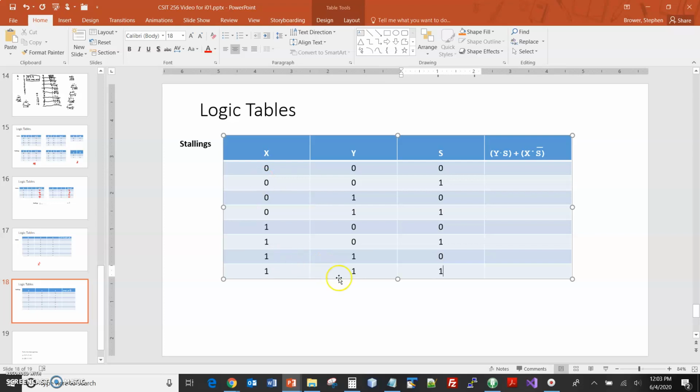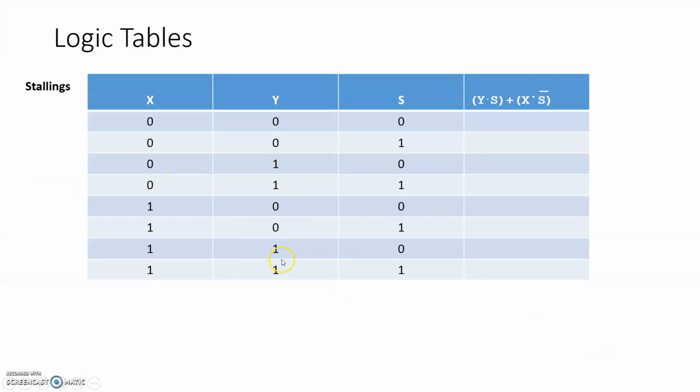So the advantage of using the ones and zeros the way that Stallings does is that when we have our inputs, if we start at 0, 0, 0, and we keep adding 1 until we get to 1, 1, 1, we have all of our inputs taken care of.